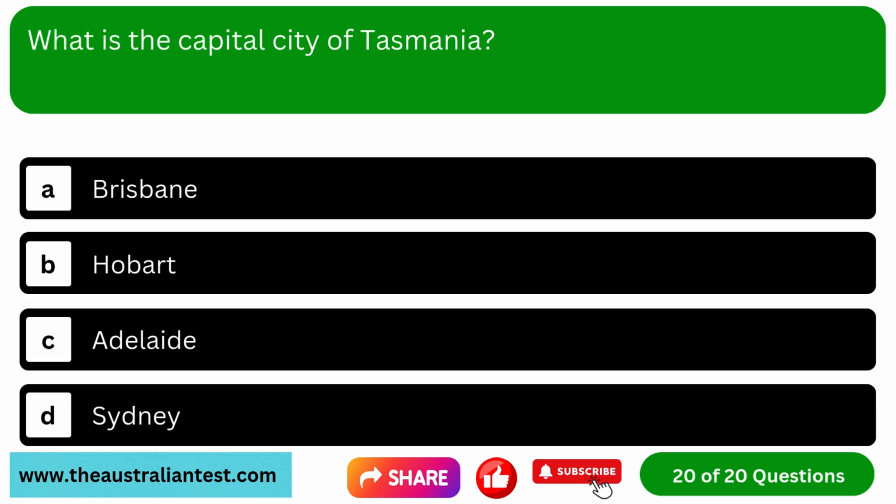Question 20. What is the capital city of Tasmania? Option A, Brisbane. Option B, Hobart. Option C, Adelaide. Option D, Sydney.